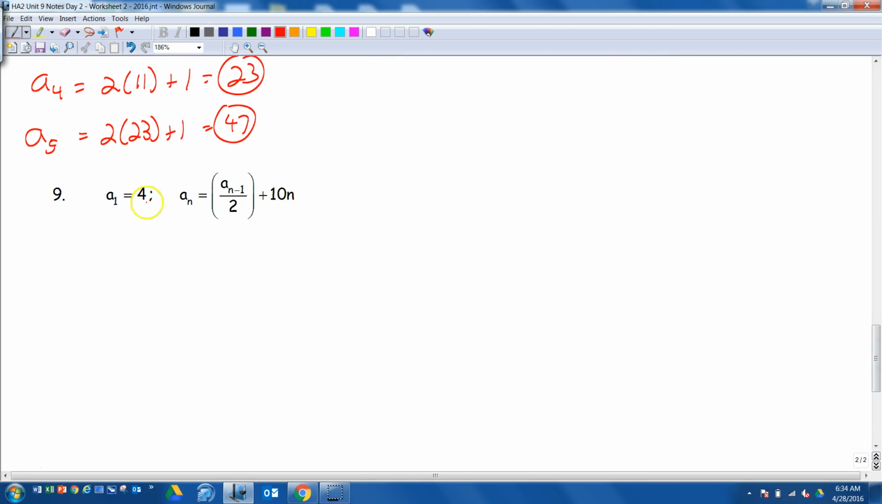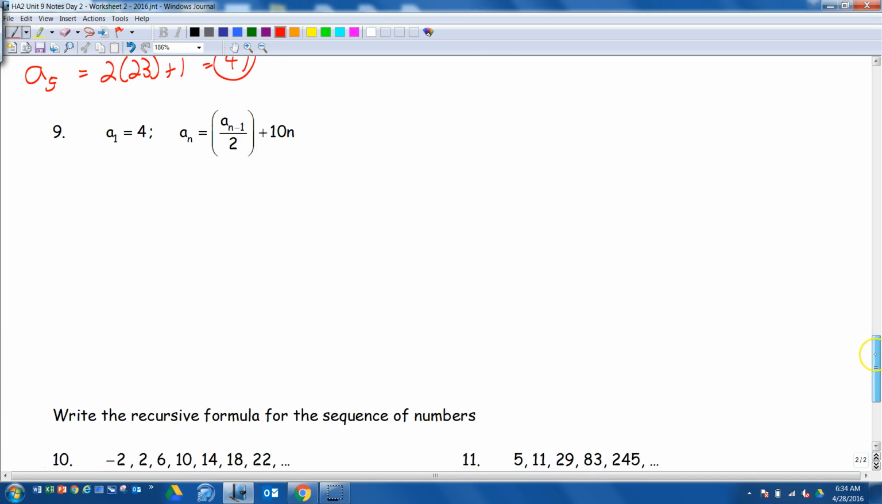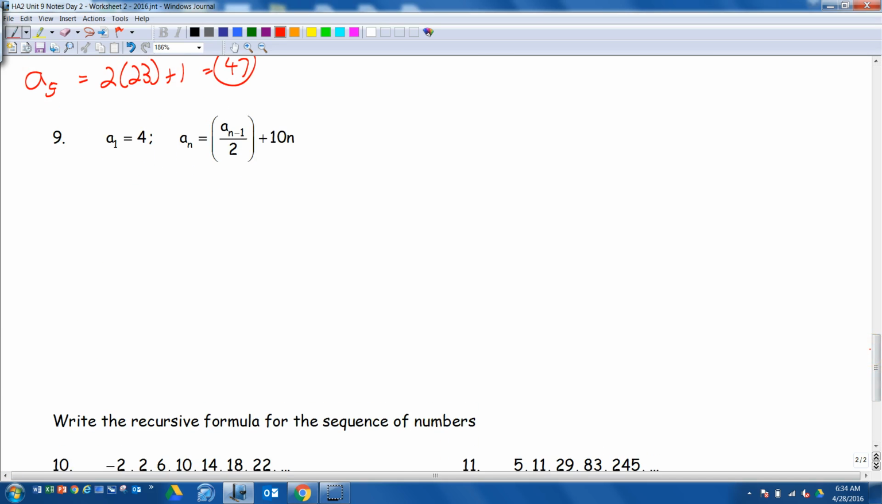Okay. You can pause this one and try to do this one on your own. And then when you're ready, you can come back if you want to. So this one again, this is the previous term right there, and this is n. So this is the term that matches the term you're on. So a sub 2 is equal to the previous term, which is 4, over 2, plus 10 times we're on term 2. So we get 2 plus 20, which is 22.